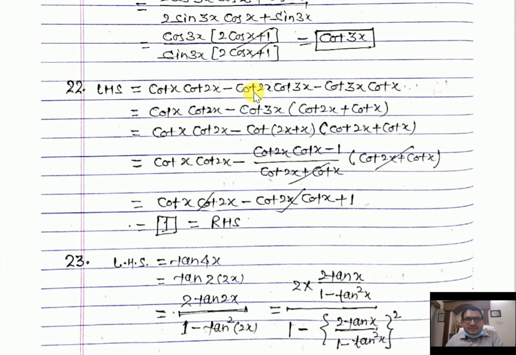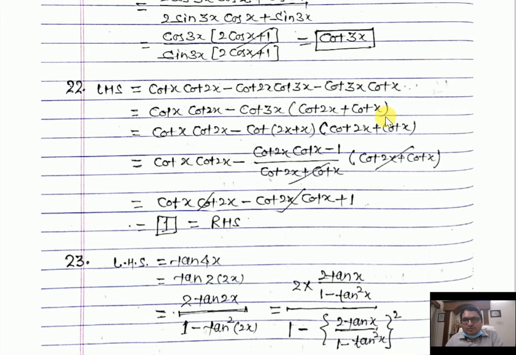Question number 22. Cot x cot 2x minus cot 2x cot 3x minus cot 3x cot x. So first we need to apply the formula. It's what I have done here. In the last two terms, look at here, cot 3x common. So we got cot 2x plus cot x. Now we need to simplify cot 3x in such a way.